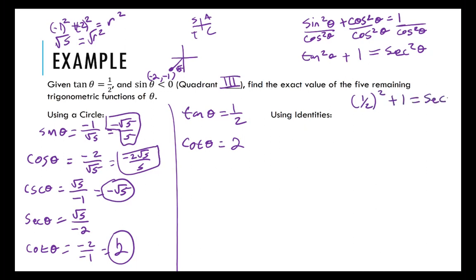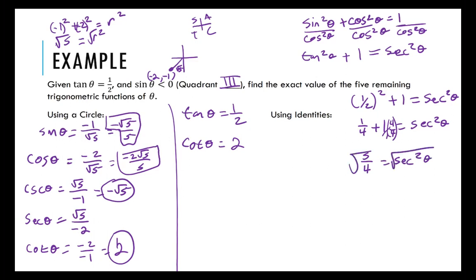So then using that identity, tangent squared theta, that's going to be (1/2) squared plus 1 is equal to secant squared theta. (1/2) squared is 1/4, plus 1 is equal to secant squared theta. 1 plus 1/4, multiplied by 1 in disguise, is going to give me 5/4 is equal to secant squared theta. Take the square root of both sides.